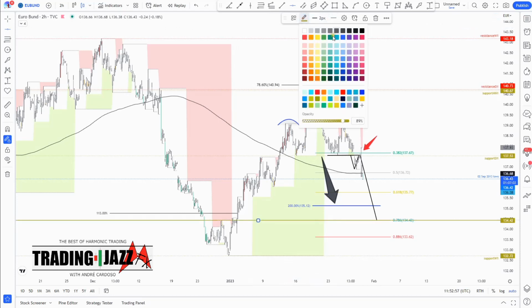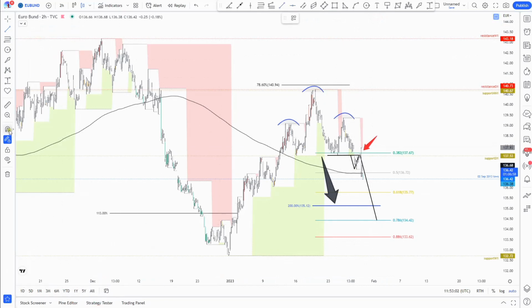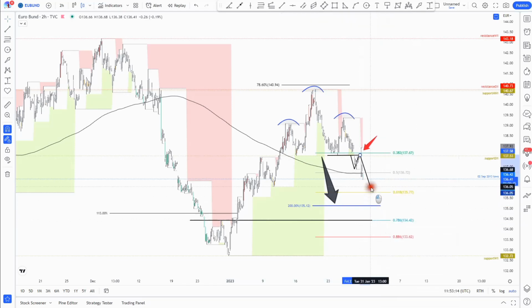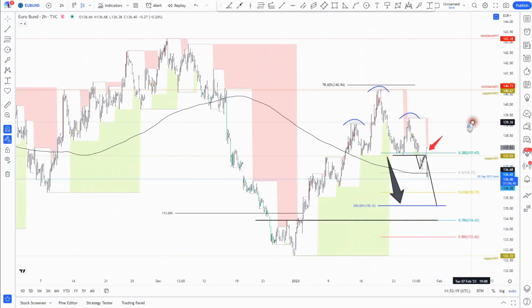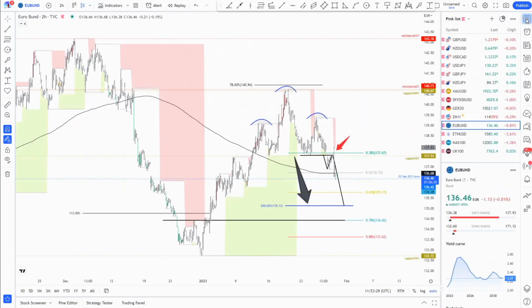Let me try to make that clear. Not the best option. We have this fractal, and we have the 78.6, so we have a previous structure resistance and the 78.6 in convergence. It's a 134.42. But for now I'm pointing to these 200% Fibonacci extension levels. And that's when you start partitioning, and the position management strategy enters into action. So let's cover Ethereum and finish with the Nasdaq.